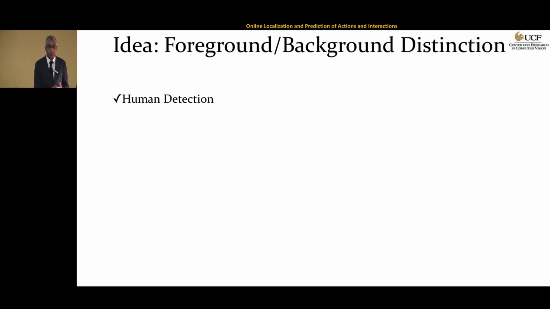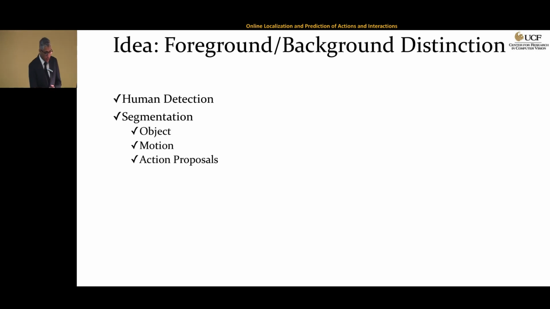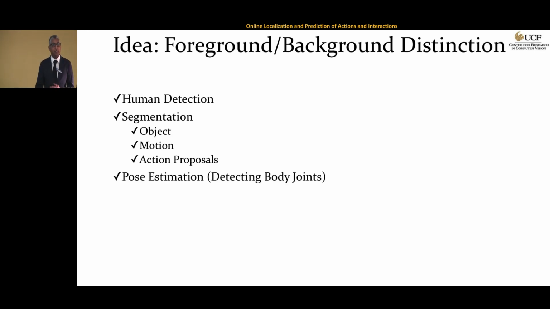For example, you can apply human detection to detect all the humans in this video. You can apply some sort of segmentation, either based on object, motion, or more recently, action proposals to get an idea where the action could possibly be. And lastly, you can also use human pose estimation, where you localize or detect each one of those human body joints. For our approach, we combine segmentation with pose estimation to distinguish the foreground from the background. So our proposed framework goes like this.